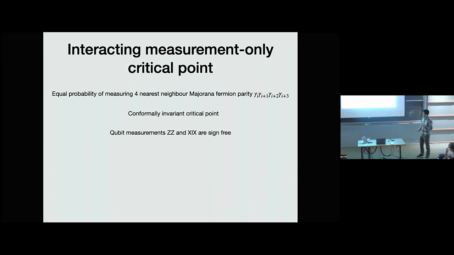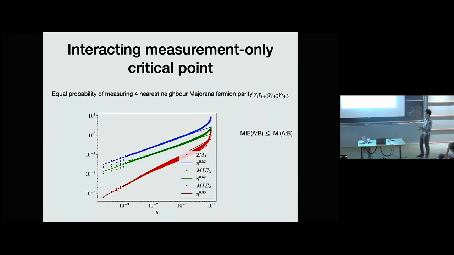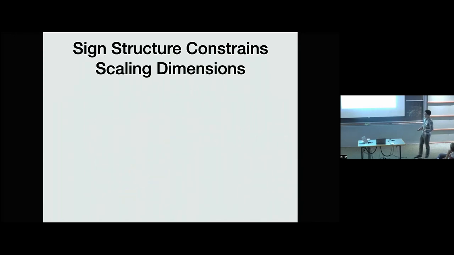So we still don't have a handle on understanding the dynamics of this interacting model, but again, our general constraints for sign-free stabilizers still apply. And we find a similar story: MI and MIE track each other, and overall this bound is obeyed. Okay, so this bound can be put in a slightly more formal setting.